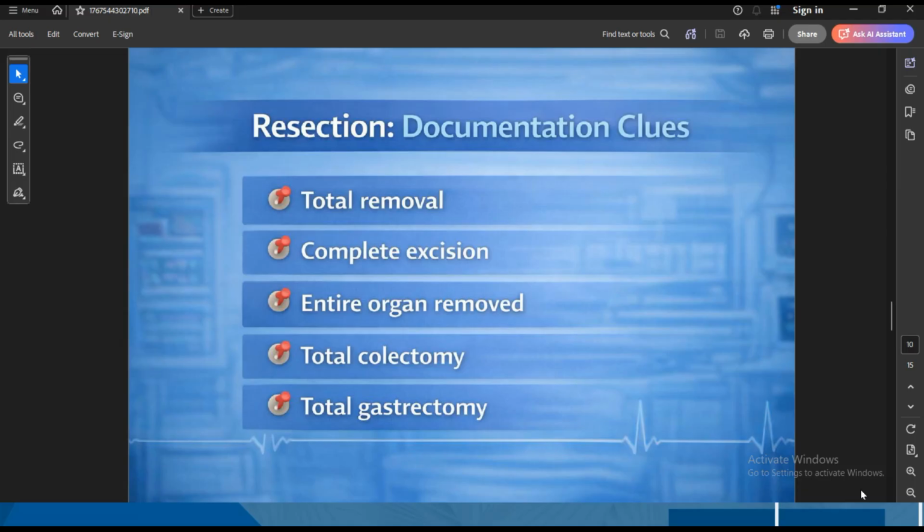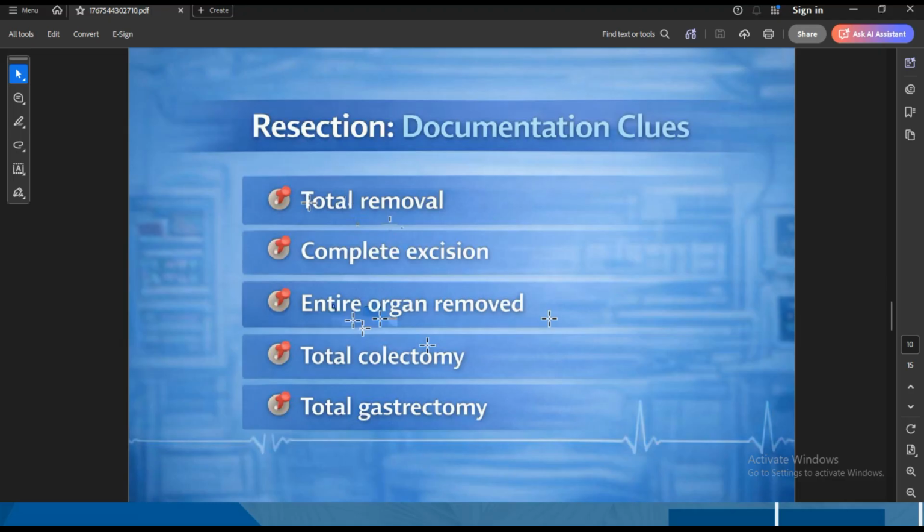So total removal means resection, complete excision, again resection, entire organ removed, again resection, total colectomy, resection, total gastrectomy, resection. So what are your keywords here? Total, complete, entire. So in the documentation, if you see these three keywords like total, complete, entire, you need to understand it is resection, not biopsy.